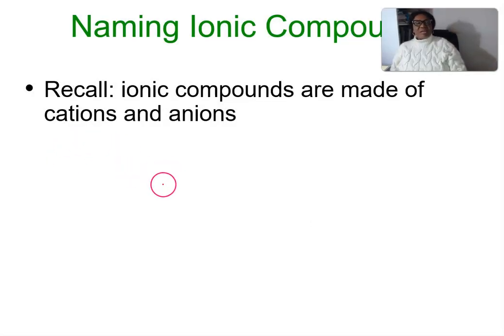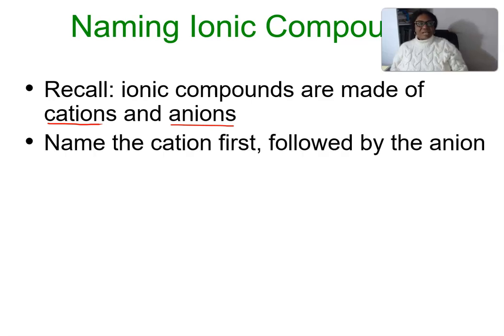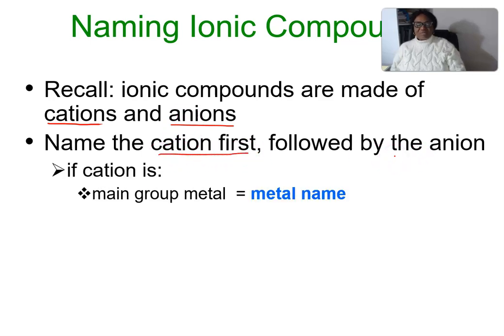Let's see how we can name ionic compounds. Ionic compounds are made of cations and anions. So to name ionic compounds, you have to name the cation first and the anion second. Generally, that's how we name ionic compounds. Name the cation first, followed by the name of the anion.